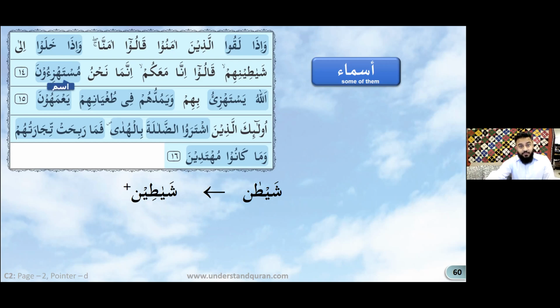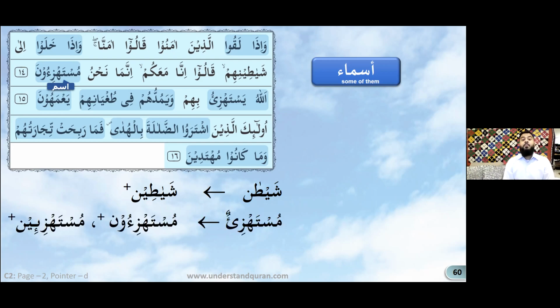Were there any additional nouns or asma that we came across? You can see that. Mustahzi'un. What was it? Innama nahnu mustahzi'un. Verily, we are mockers. So we can already see here we have mustahzi'un, so it's the plural form. The singular is mustahzi'u. Mustahzi'u is a mocker, and mustahzi'un or mustahzi'in are the plurals.